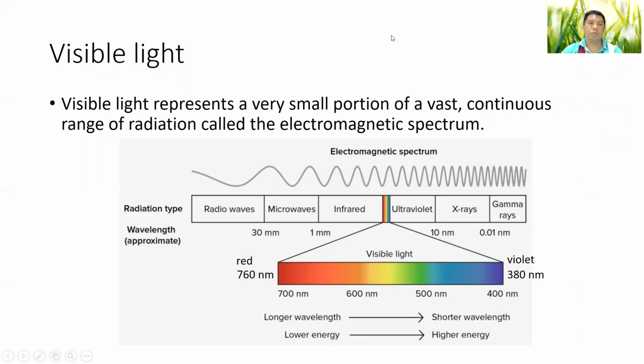Visible light represents a very small portion of the vast continuous range of radiation called the electromagnetic spectrum.